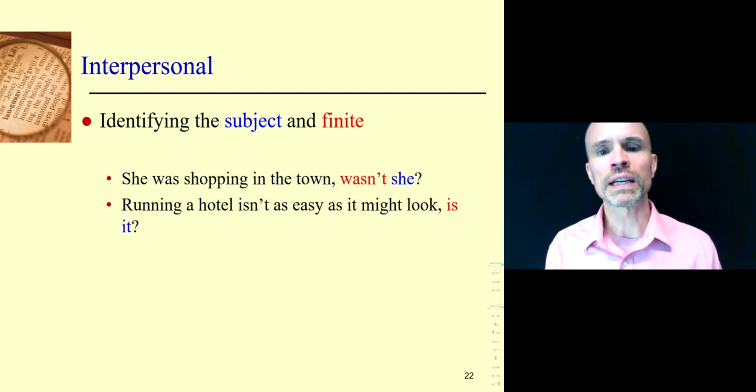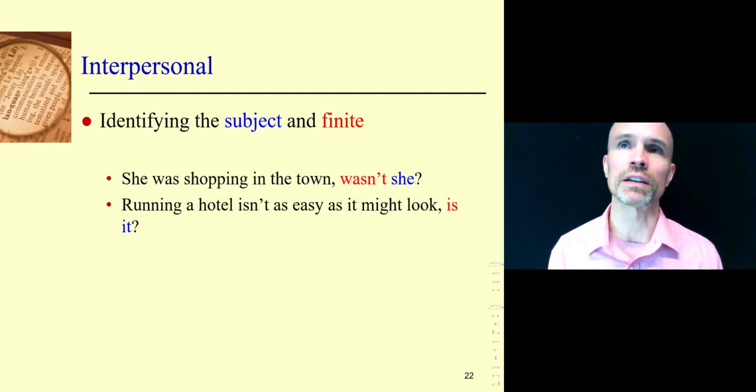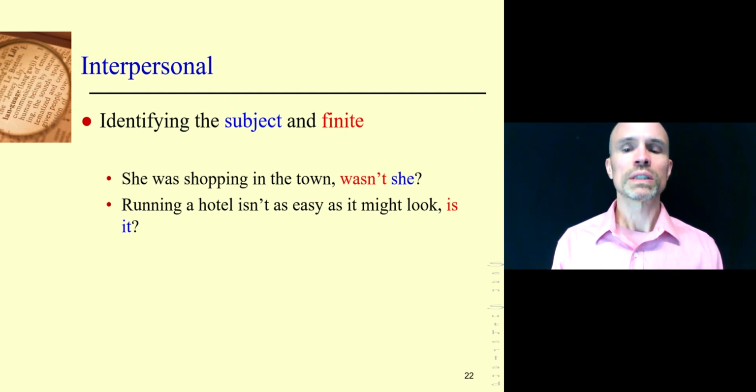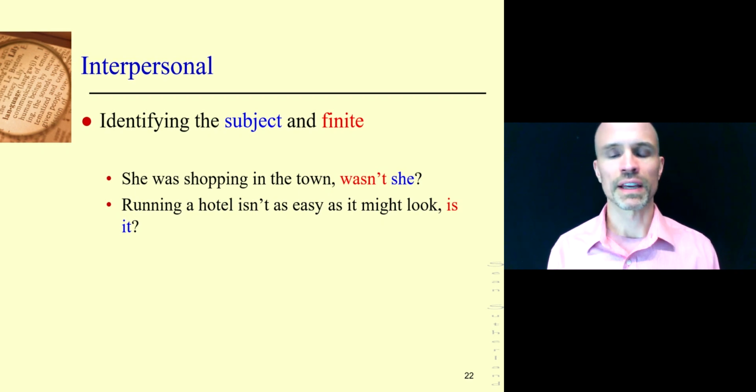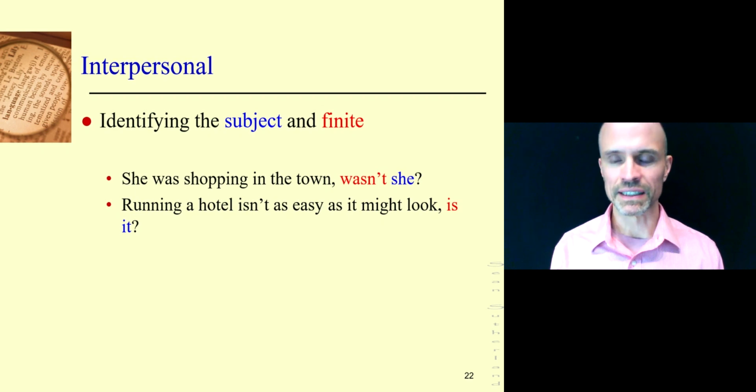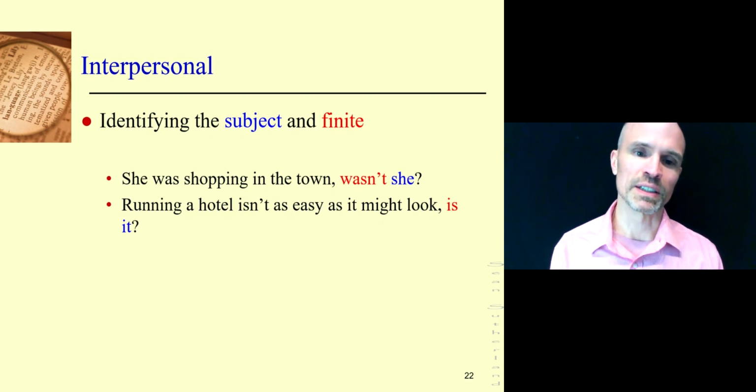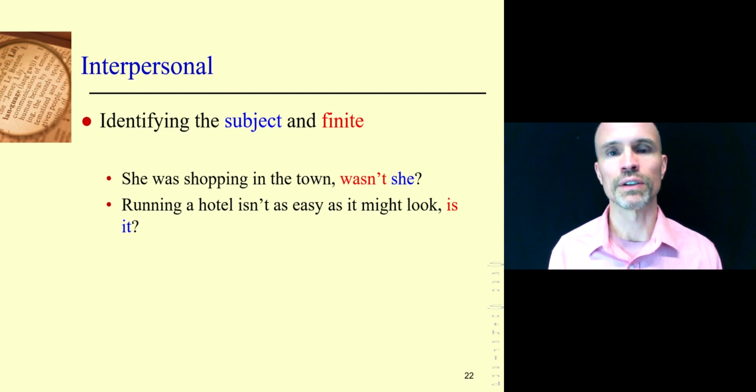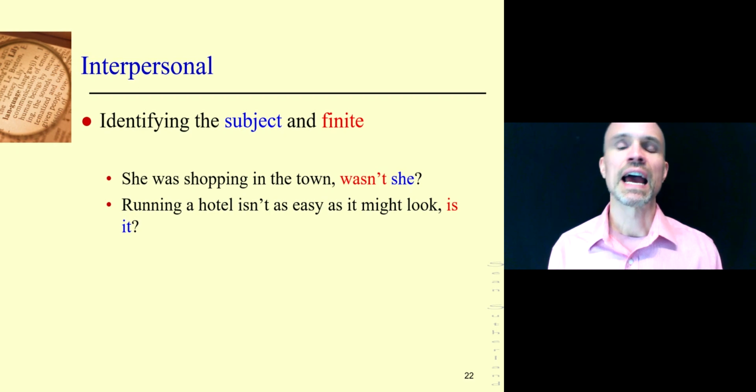Something a bit longer. "Running a hotel isn't as easy as it might look, is it?" What's the subject? What's the finite? Well, think of how you'd make the tag question, or I just did it. "Is it?" There's your is, the finite, right? You've reversed isn't in the original clause. Running a hotel isn't. You've taken that finite isn't, reversed it to is, and then you've added the subject.